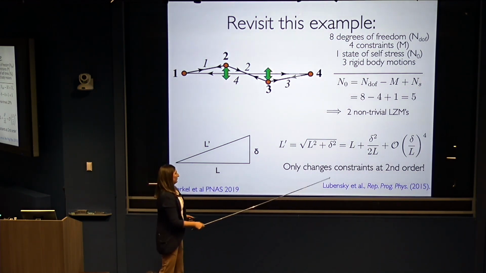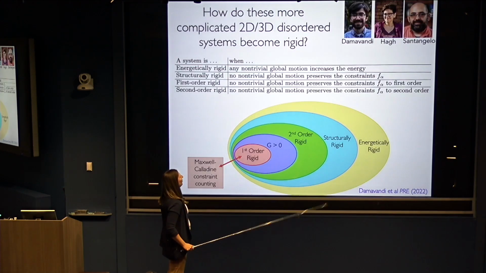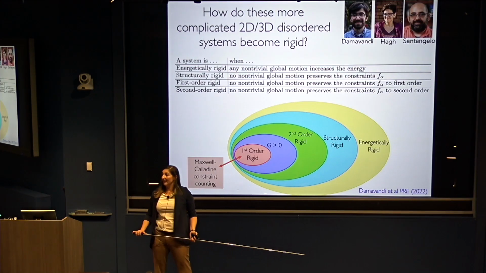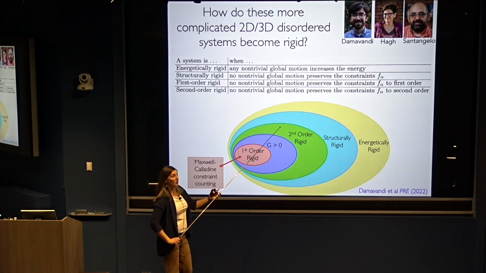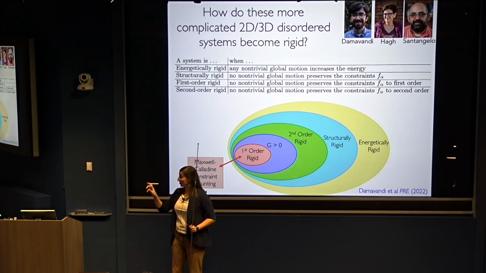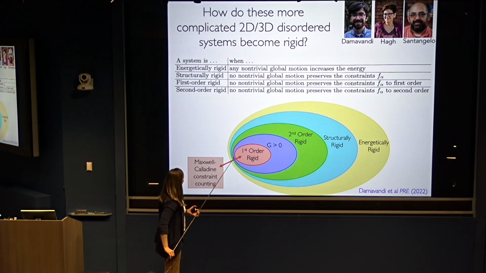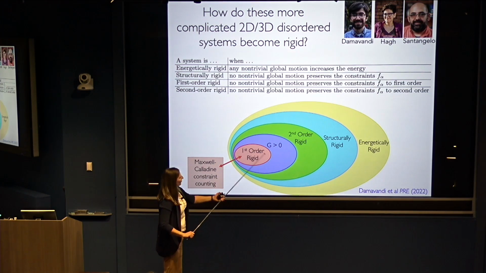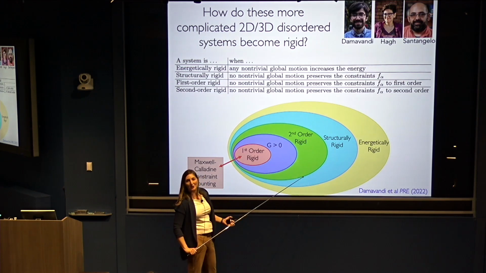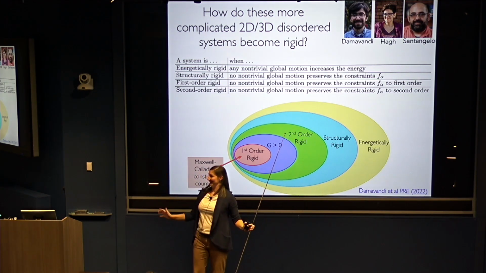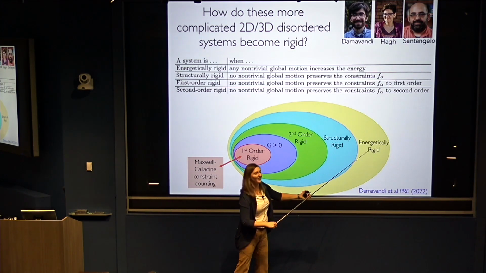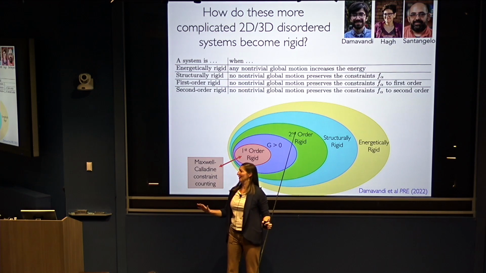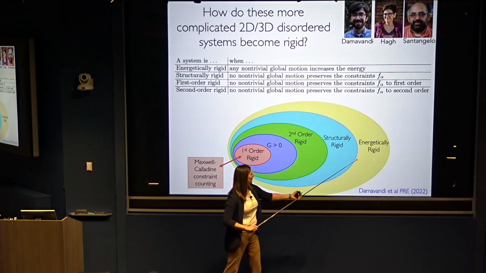Okay. So this was already known. Now the question is, can I use this idea to understand how these more complicated non-symmetric, disordered structures in 2 dimensions and 3 dimensions become rigid? And first order rigidity, so what is this picture? This picture is a Venn diagram of types of rigidity. Okay, and it turns out the kind that we care about is this energetic rigidity. It's basically like, can something flow or not? Can something move or not? And that's this big bin.